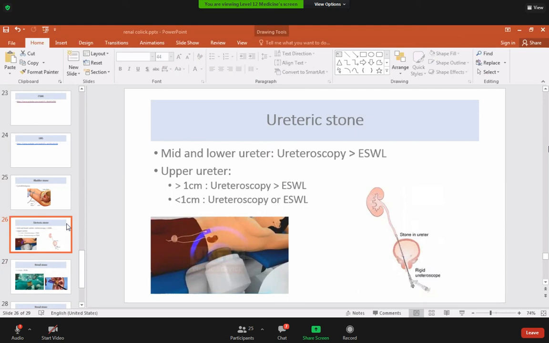In the mid or lower ureter, we go for ureteroscopy, and ureteroscopy is a better option, because it is more distal, we can remove the stone easily, and ESWL is not very significant. Now, if it is in the upper ureter and its size is more than 1 centimeter, again ureteroscopy is preferred because it breaks the obstructive part and takes the stone away.